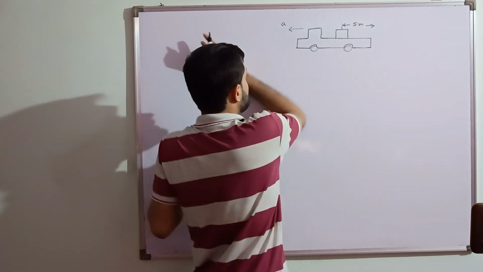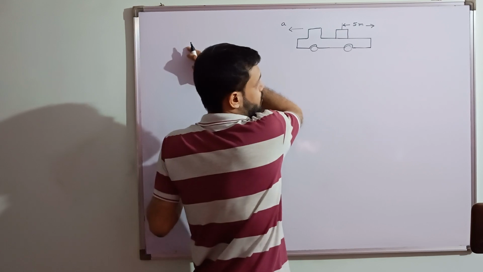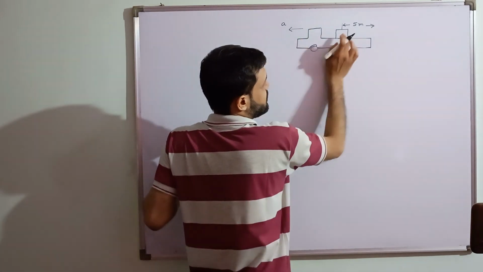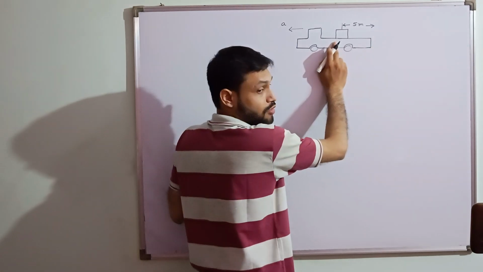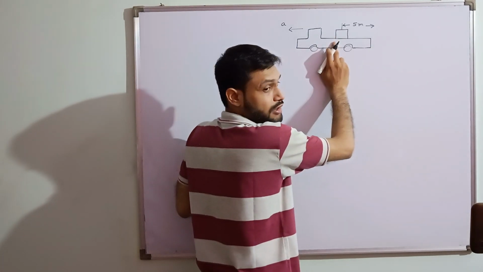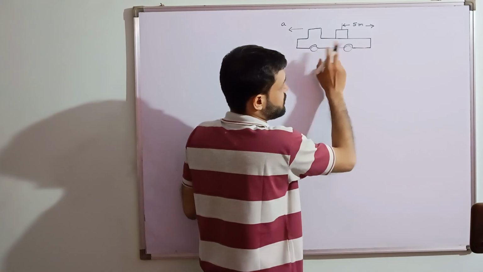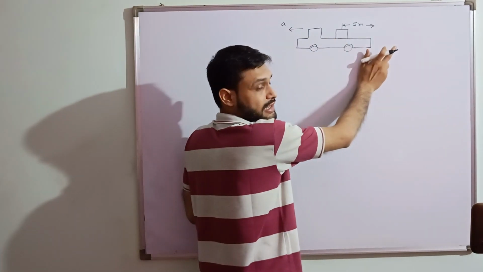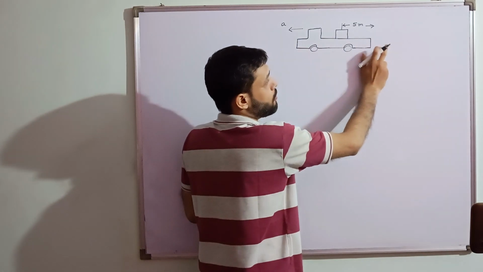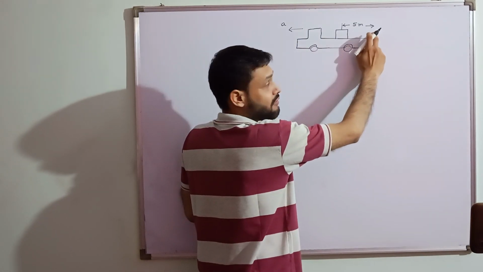By the time the truck reaches some point, what will happen? There is an acceleration in the truck. This box is going to experience a pseudo force in the backward direction, although the friction is holding it. Friction is also active, so we'll draw the forces on this box. Friction is trying to oppose the motion, but the pseudo force is acting in the backward direction, which is pulling this block backward, and ultimately it will fall from here.